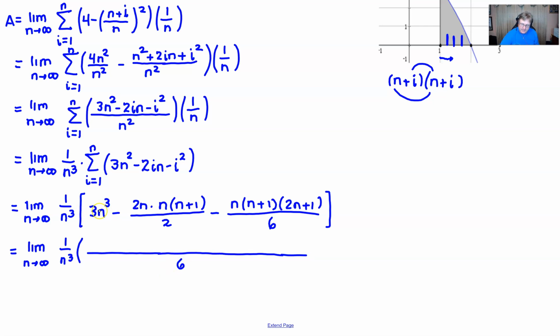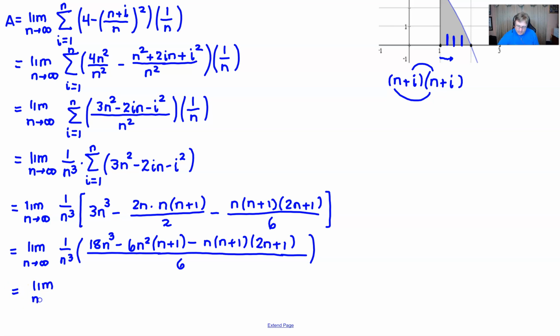And so the 3n cubed needs to be multiplied by 6. This 2n times n, which I'm just going to call 2n squared, if I multiply that by 3 over 3, I'll have 6n squared times, of course, an n plus 1. And then I don't think this last expression needs a thing because it already has the denominator of 6 that's required. And at this point, I think we're just about there.